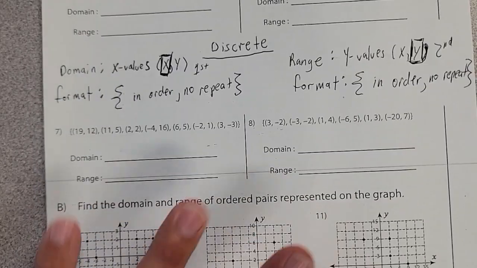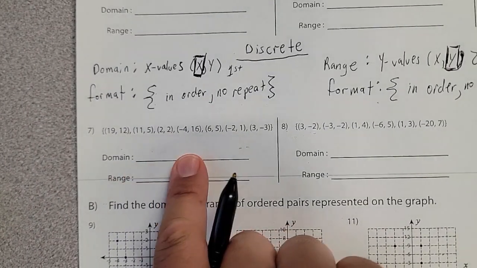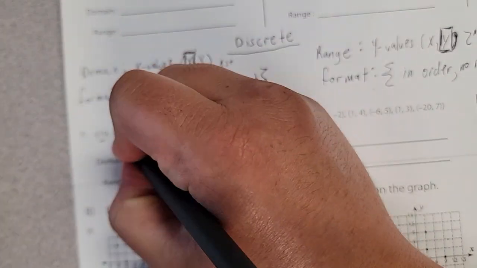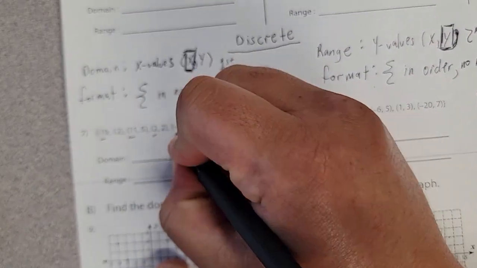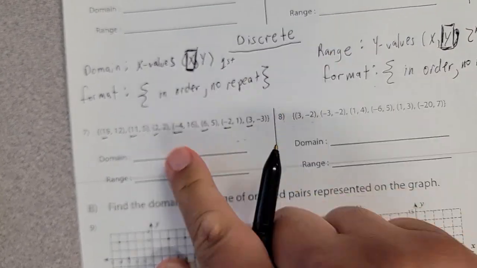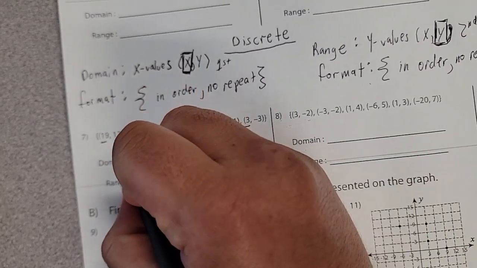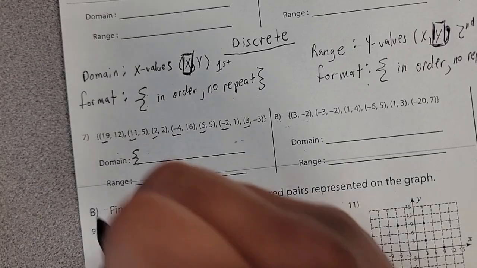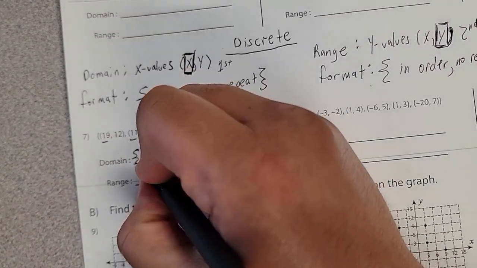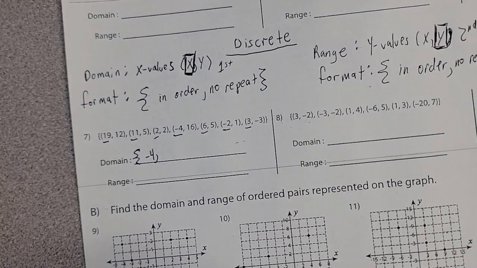So let's do the domain for number 7. Look down here. So my domain is the first number. All right, so I'm going to put this, the 11, the 9, the 2, the -4, 6, -2, 3. So in order, let's go ahead and make my little braces. My smallest number is going to be a -4. So I'm going to put -4, comma.